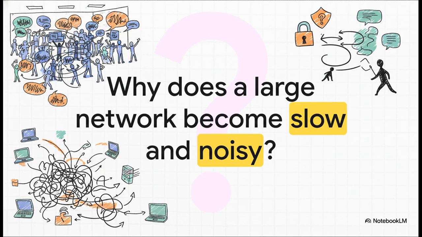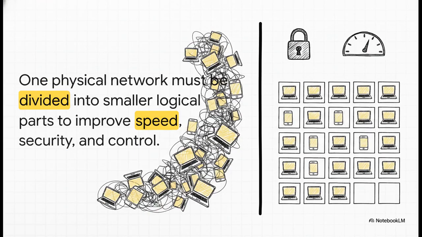And worse, if someone walked in who shouldn't be there, they could just wander freely and listen to any private conversation they wanted. Well, a flat, unsegmented computer network operates in that exact same way. It's essentially an open room where every single device is forced to shout over every other device. So, how do we fix it?